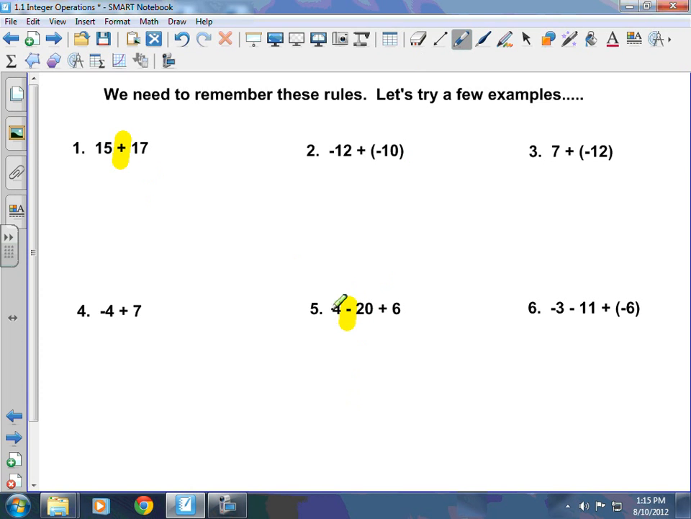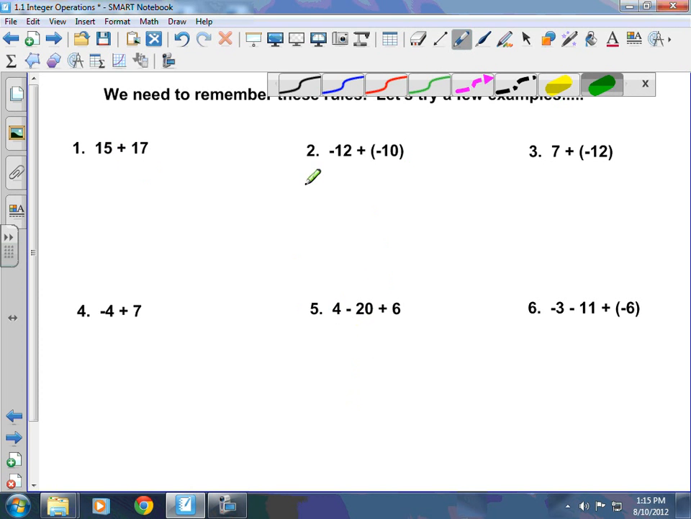Now, this may be a little confusing because your 4 is positive, your 20 is negative, so you are going to subtract. But this subtraction sign right here does not tell you to subtract. So, let's go ahead and do a couple of examples.